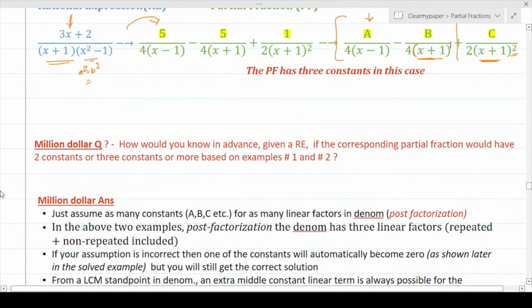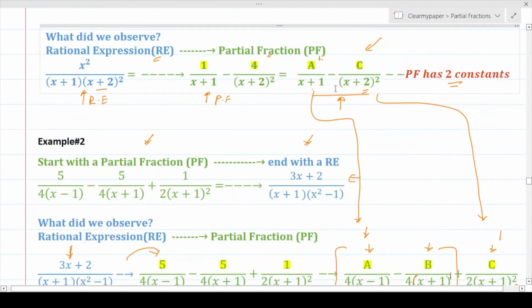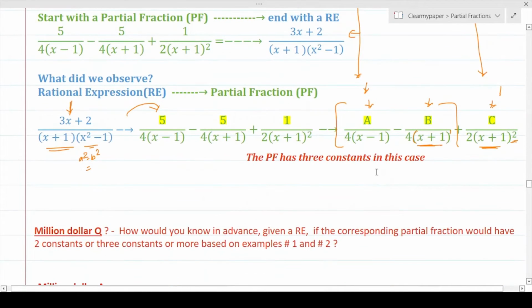So the question is, how would I know in advance, given a rational expression, like example 1 and example 2 I saw, whether the corresponding partial fraction for each of these examples would have 2 constants or 3 constants or more? Example 1 had 2 constants, example 2 had 3 constants. How do I know that? Although I know it's type 2, how do I do my opening step based on the number of constants that I need to bring in? That's your $1 million question.